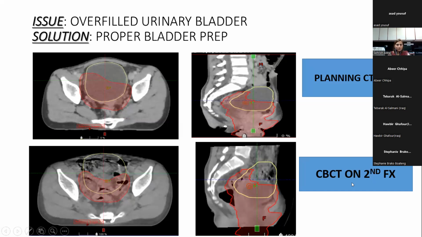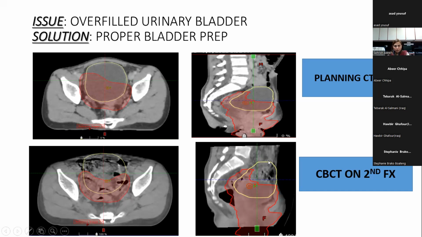And this CBCT was taken on the second fraction, on the second treatment, the day of treatment. And you can see that the urinary bladder is not as filled as it was in the planning CT scan. The problem with an overfilled bladder is that it is next to impossible to reproduce the same volume of the bladder in all the fractions, right? So that's why a similar thing happened in this patient, and it was overlooked by our technician.